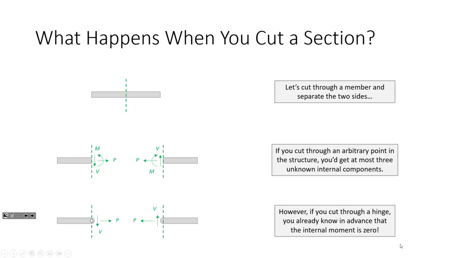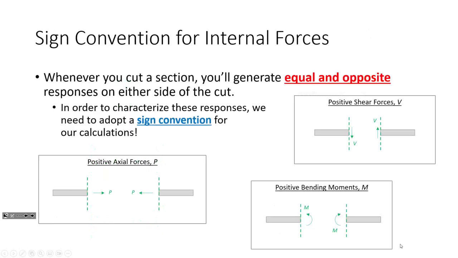The beauty of a hinge is that when you cut a section through a hinge, you know what one of those internal components is. You know that the internal moment is 0. So you can cut a section, sum moments at that hinge, and then determine unknown reactions as a result. And in order to explore this, I do want to say one quick thing about our sign convention.